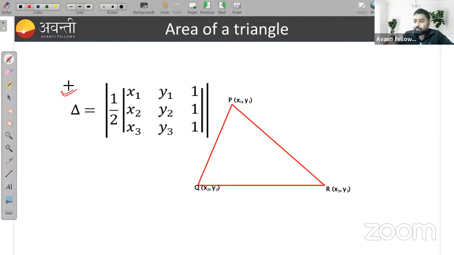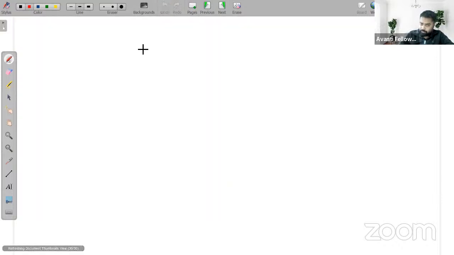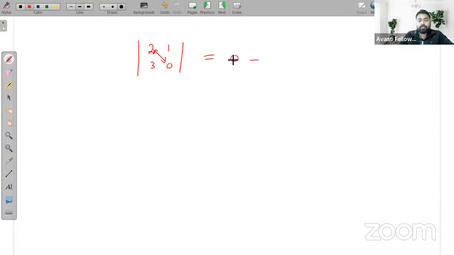All of you know now how to find the value of a determinant. Okay, I am doing it. Let's learn. Suppose we have a 2 cross 2 determinant, suppose 2, 1, 3, 0. So what is the value of this determinant? It will be 2 into 0, that is 0, minus 1 into 3, that is 3. So minus 3 is the value of this determinant.